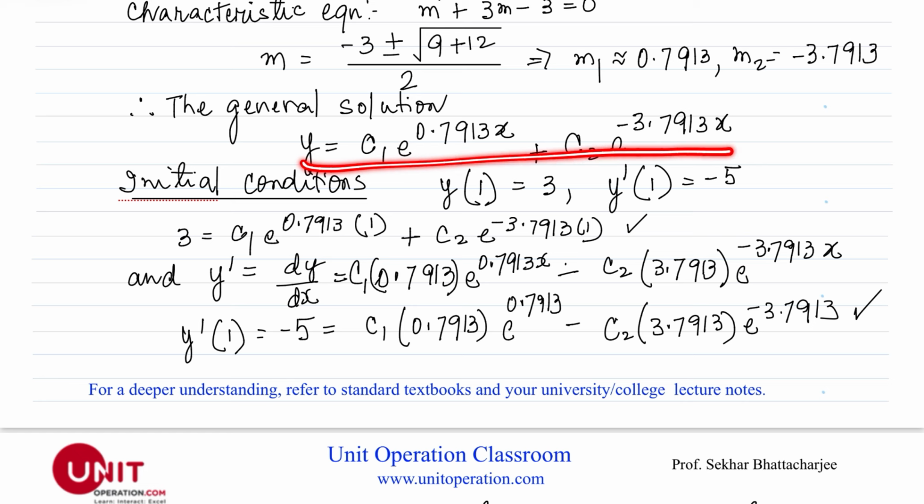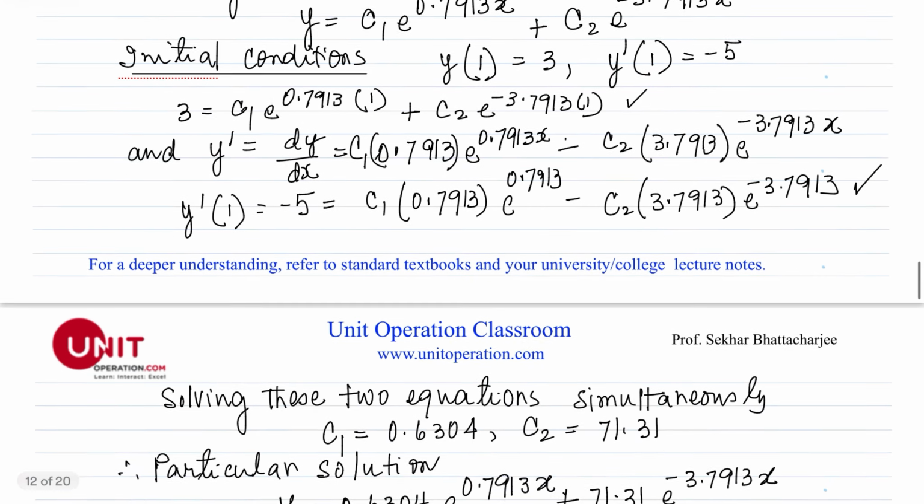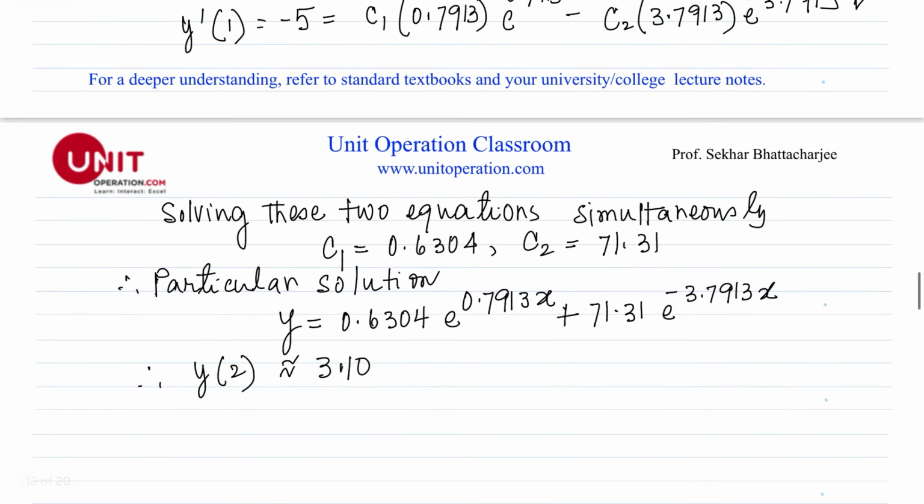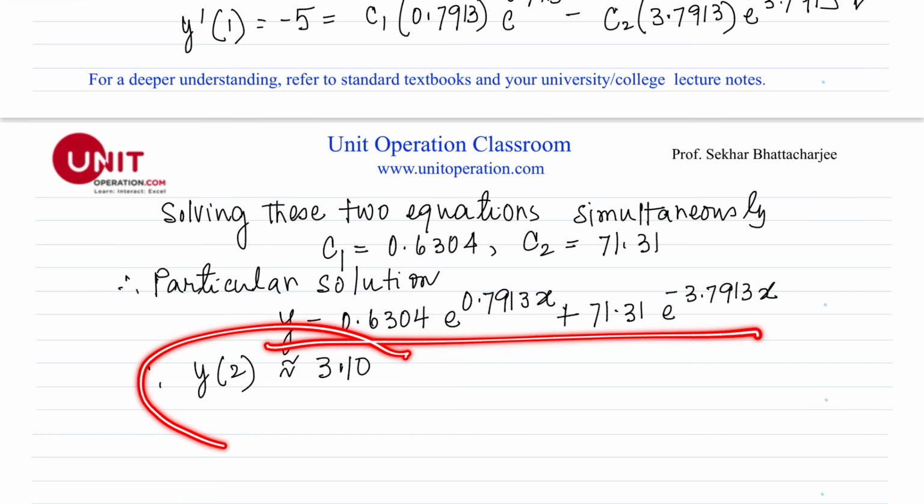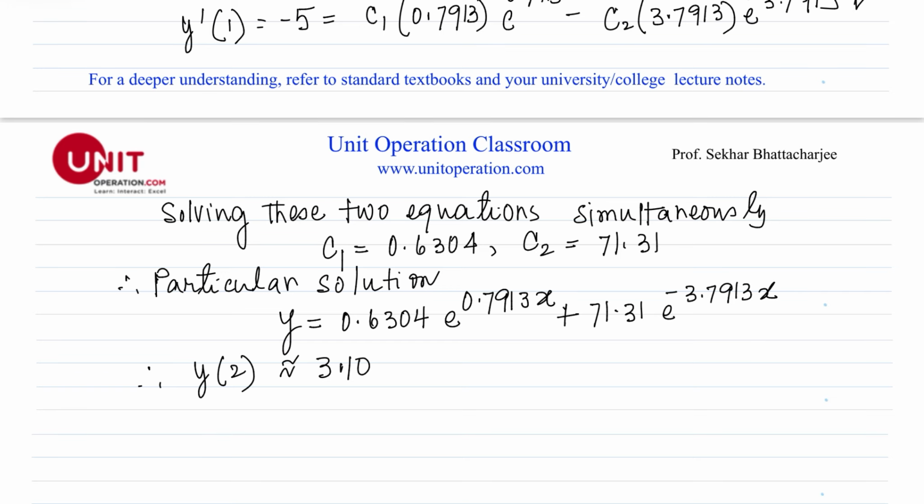So this is a general solution. We use the conditions here, y1 equal to 3 and this value. If we do that, then we get my particular solution. And at x equal to 2, y is equal to 3.10, whereas for Cauchy Euler, the value, remember, was 2.25.